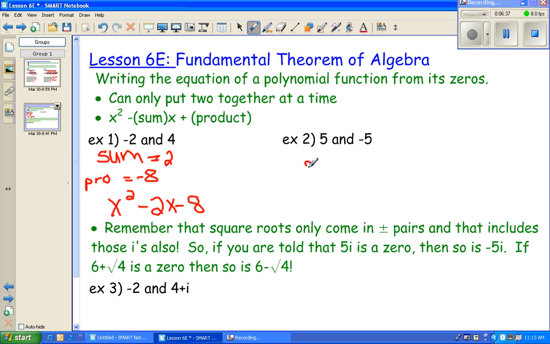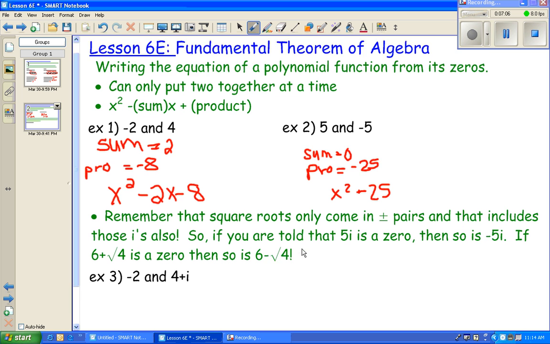If you look at this one, we have a sum of 0, and your product is -25. And when you put that into the formula, you're going to have x squared minus 0x plus -25. So this guy would just be x squared minus 25.